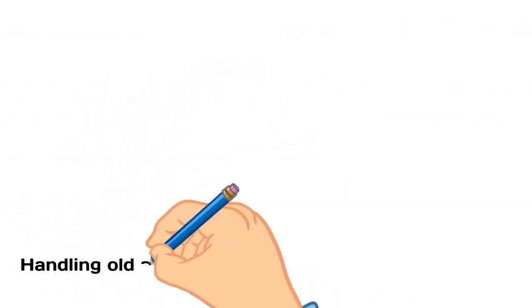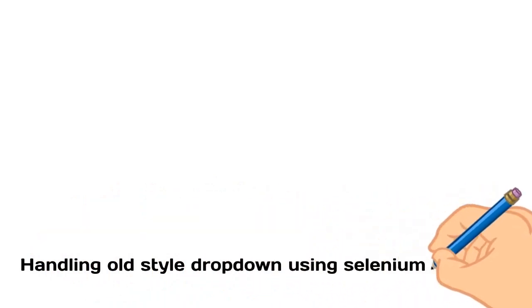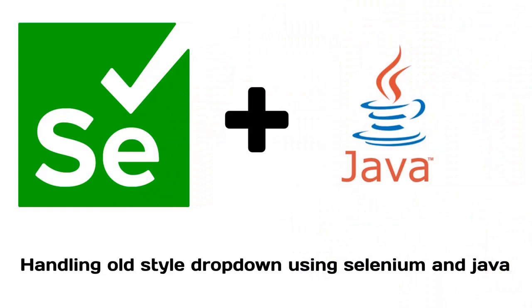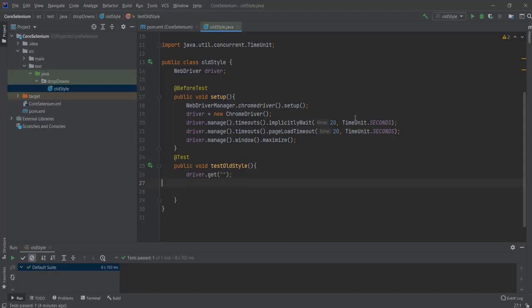In this video, we are going to look at ways of interacting with the old style dropdown using a combination of Selenium and Java. Okay, so here I am in my IntelliJ IDE and I have already created a project and written some setup code. Here I am instantiating my Chrome driver and just applying some implicit wait to it.